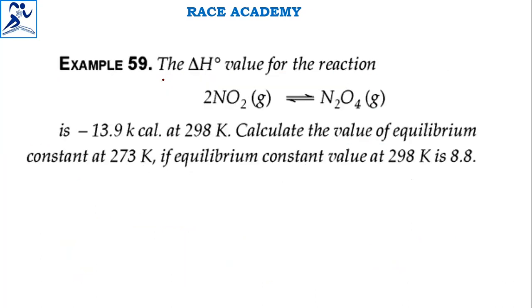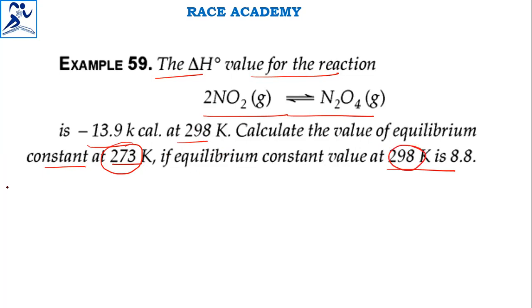Next question. The delta H naught value for the reaction 2NO2 giving N2O4 is minus 13.9 kilocalories at 298 Kelvin. The equilibrium constant at 298 Kelvin is 8.8, so at 273 Kelvin we have to find the equilibrium constant. This looks like the Van 't Hoff expression, that is the temperature expression.